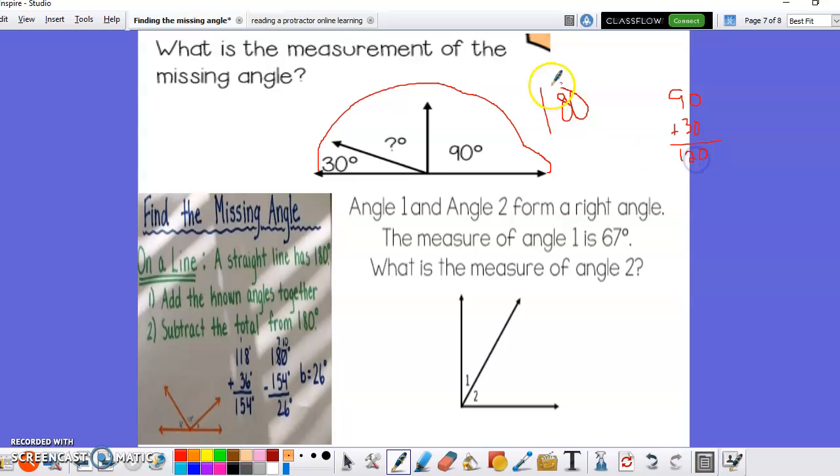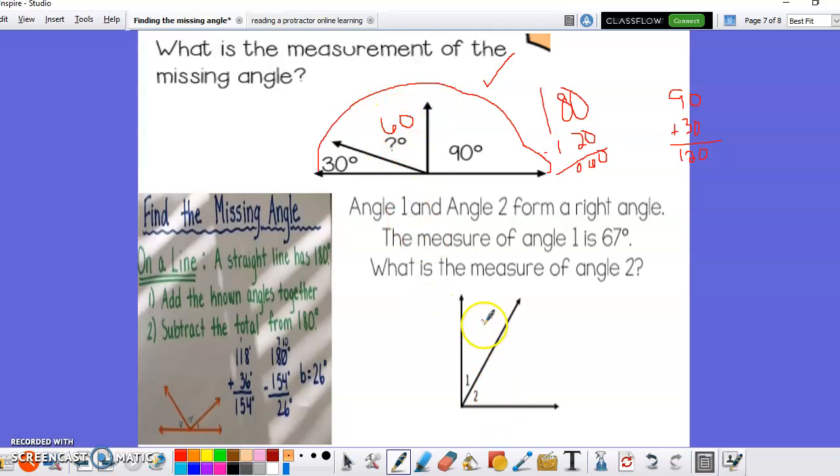So now I need to subtract the 120 from the total of my angle, which is 180. 180 minus 120 is going to be 60. So now this is 60. I need to check to make sure that 30 plus 60 gives me 90, and 90 plus 90 is equal to 180. So I know that that is a reasonable answer. It makes sense because this should be an acute angle as well.